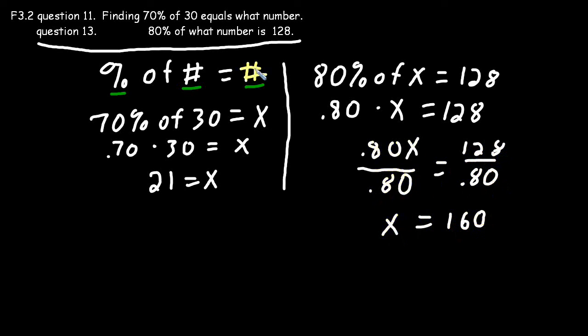So I see these two problems as very similar using this formula. You just always have a percent and two numbers. Whatever the unknown is, you call it x, and then put in the other value and solve for the unknown.